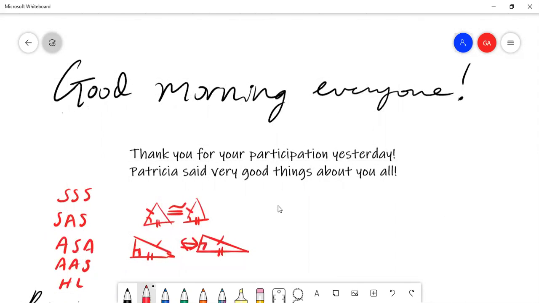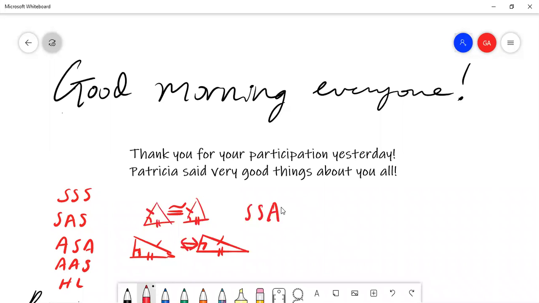And there is one that doesn't work, and it is SSA. This is one that doesn't work, and the easy way to remember is that the way I've written it is not the way some people like to write it, and the way some people like to write it is spelling a bad word. So, okay, this one does not work, and there are counterexamples.